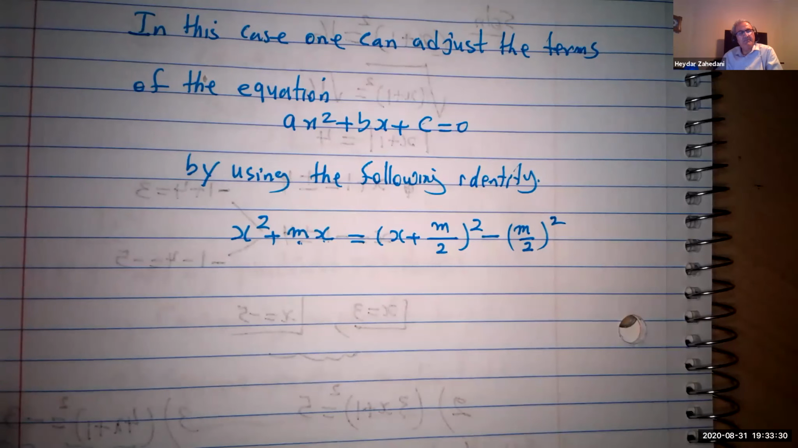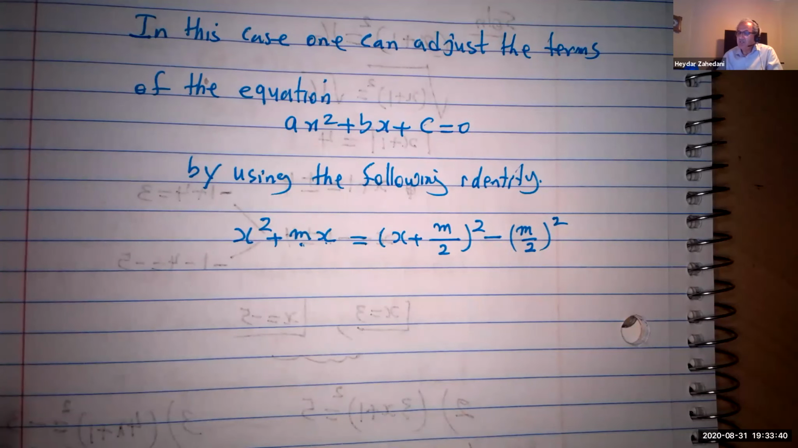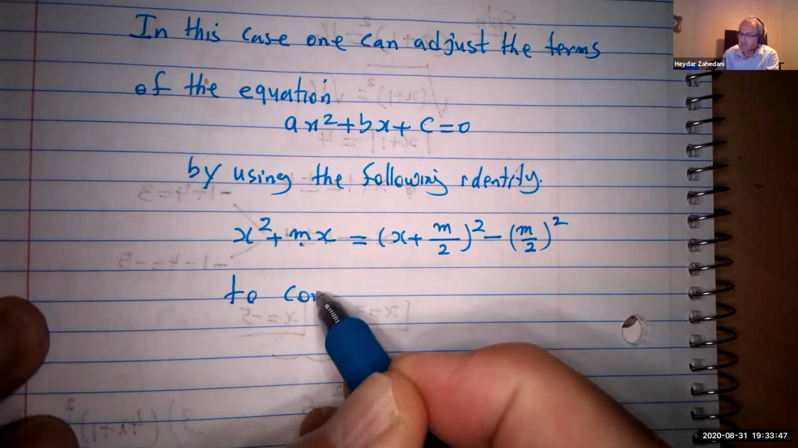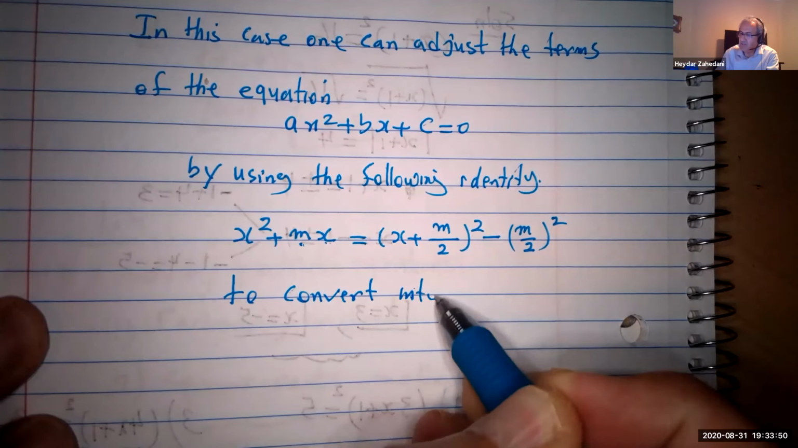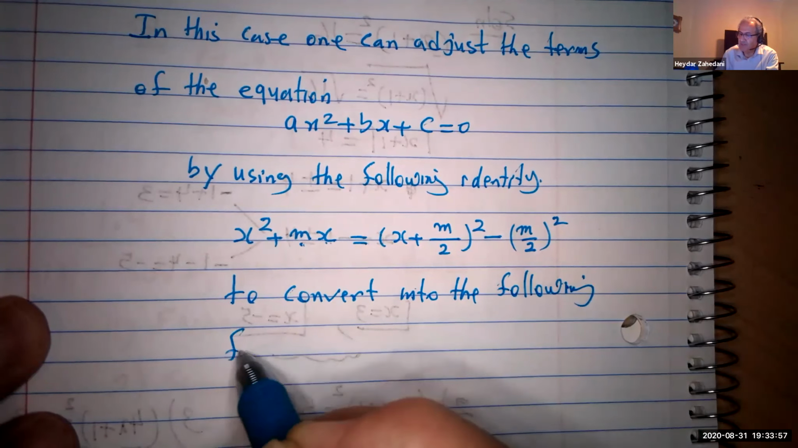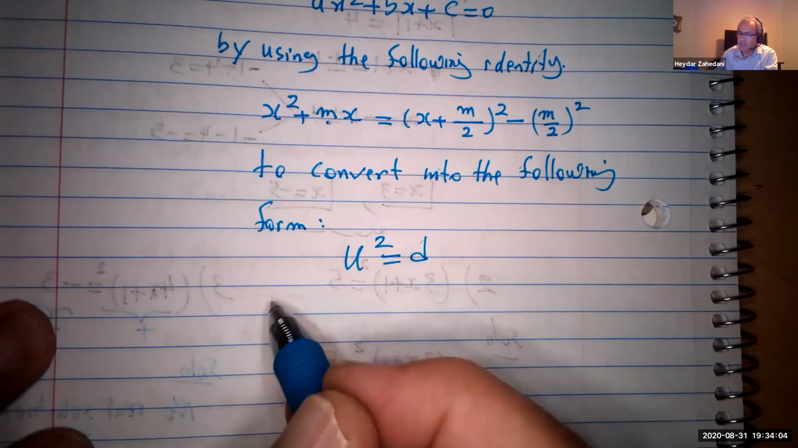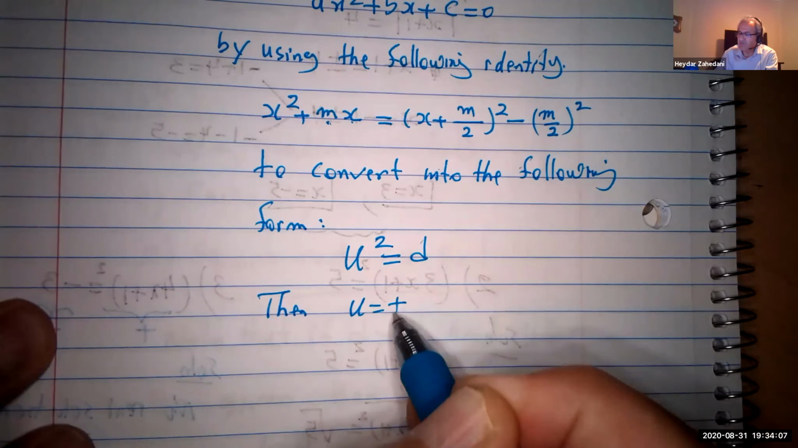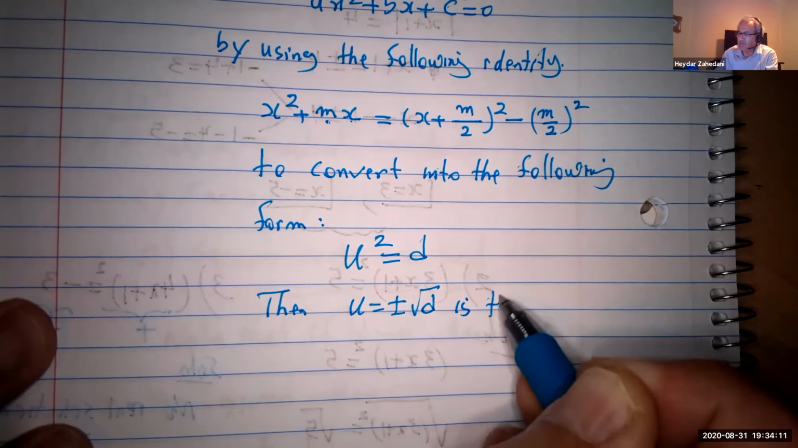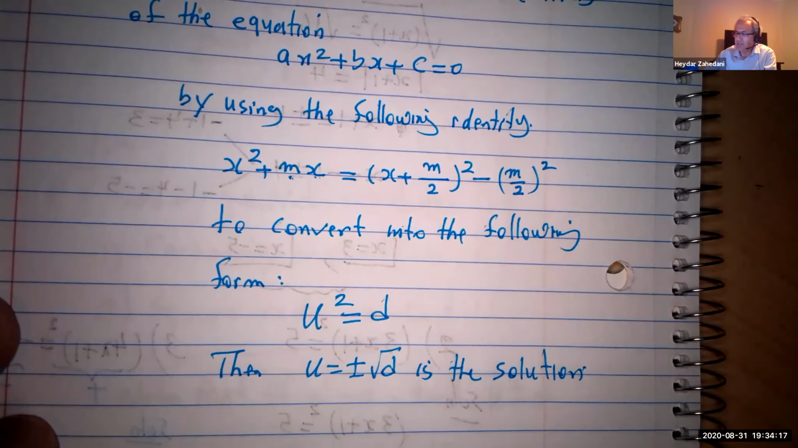Okay, there is going to be a missing square, if you like. So what we are going to do is use the following identity. In this case, one can adjust the terms of the equation by using the following identity to convert it into the following form. The form would be again u squared equal to d. If this is the case, then u equal to positive or negative radical d is the solution, if you like. So this is the one that we call the completing the square method.